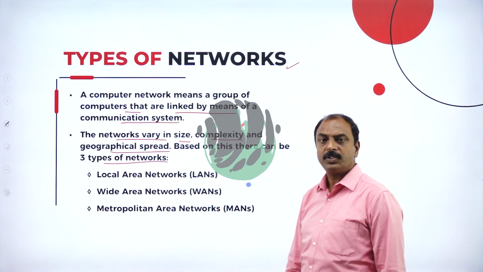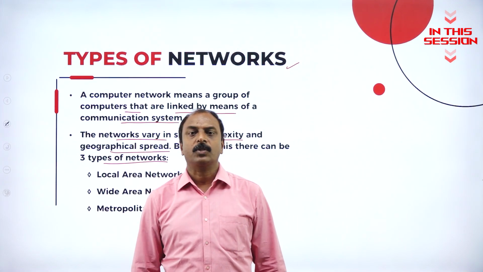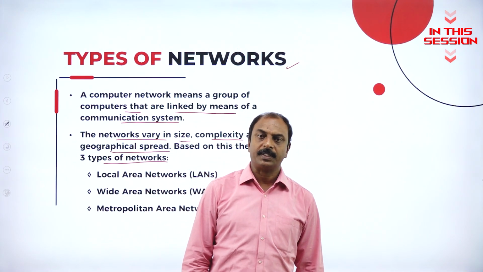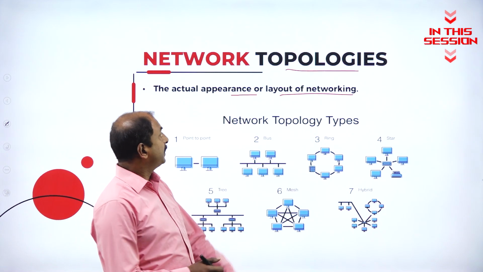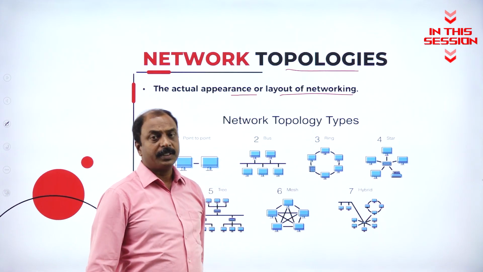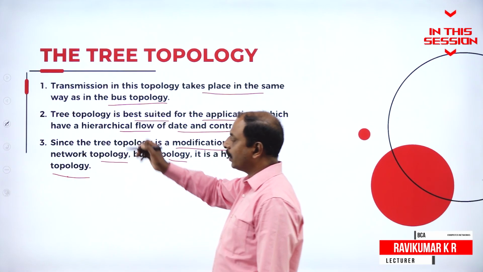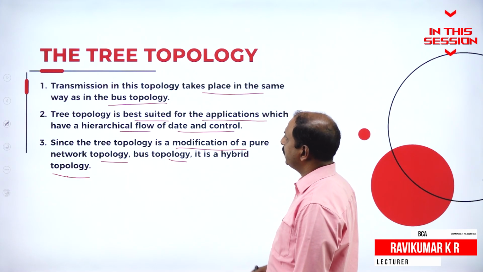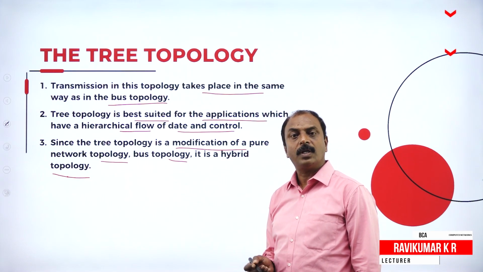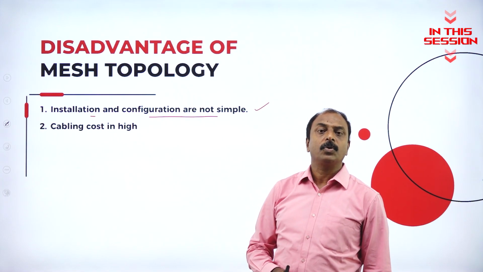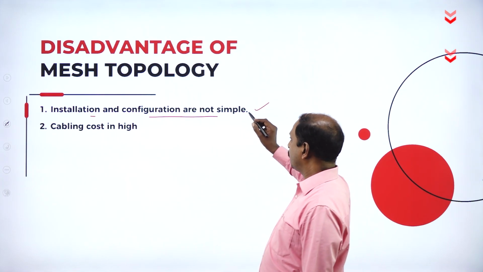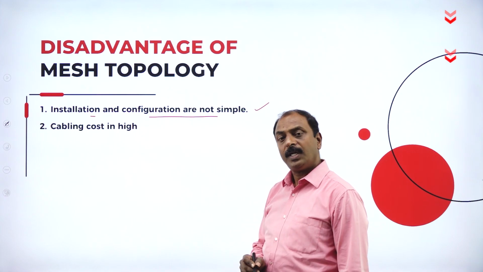As we have seen the definition of computer network, it is a group of computers connected together to form a computer network. Connecting the different computers in the form of a network, that is called network topology. Tree topology is also called a hybrid topology because it is a combination of one or more topologies. All the systems are connected to more than one node, so configuration and installation is very difficult here.